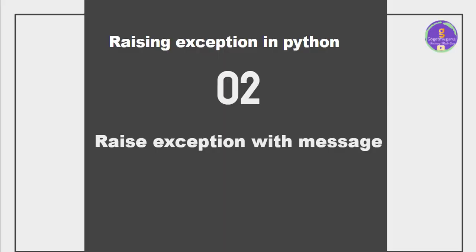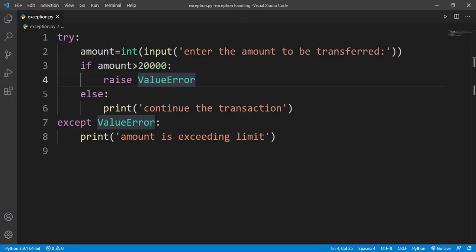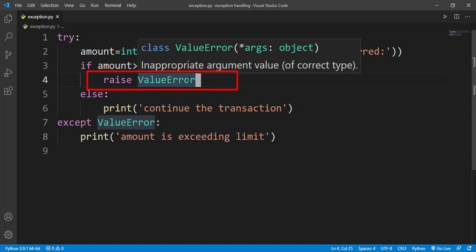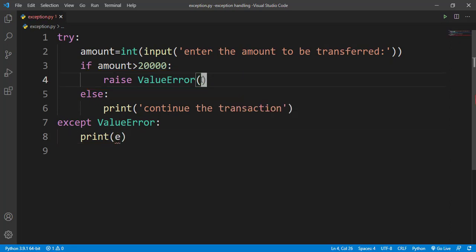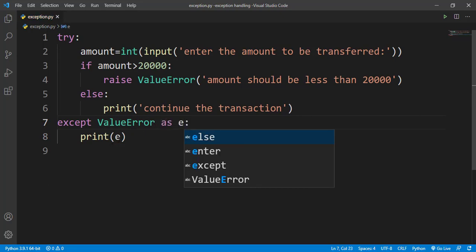So our next topic is raise exception with message. Now we'll discuss how to raise an exception with a message. So here we have the raise keyword and the exception class name. Here itself I can provide the message. After this exception name, give parentheses and write the message you want to print whenever this particular exception is raised. So here I'll write amount should be less than 20,000, and here except ValueError as e and print e.